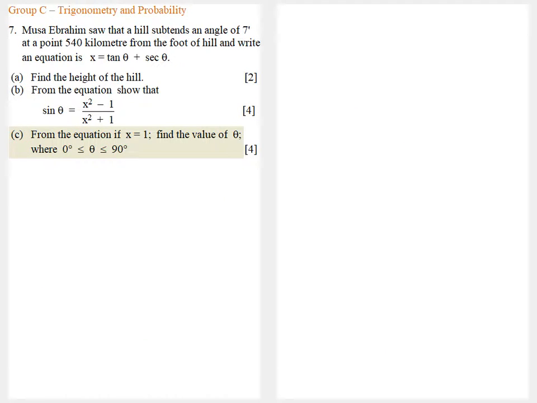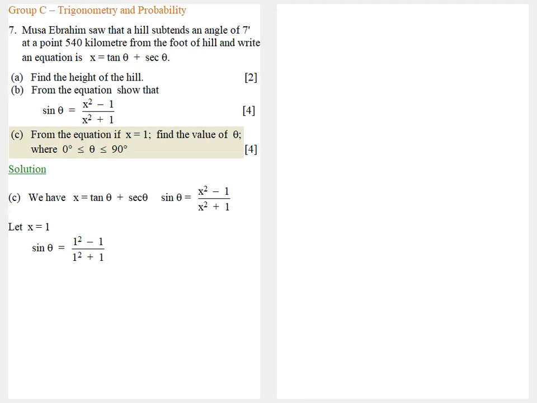Now in part C, from the equation, if x is 1, find the value of theta, where theta lies between 0 degrees and 90 degrees. To solve this, we have x equals tan theta plus sec theta, but we have shown that sine theta is equal to x squared minus 1 all over x squared plus 1. So if we let x equal 1, we get sine theta is 1 squared minus 1 over 1 squared plus 1, which is 0. So sine theta is 0, which means the angle theta is 0 degrees.